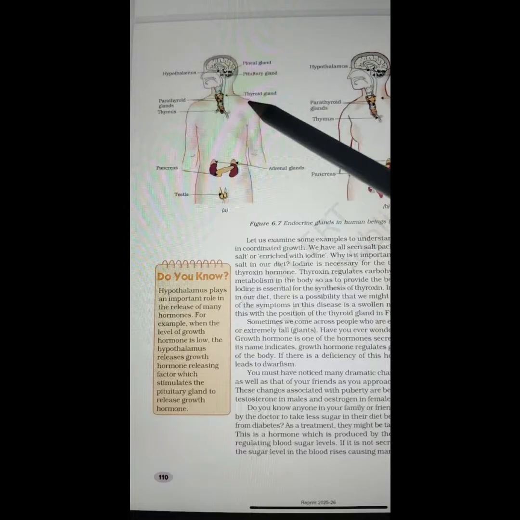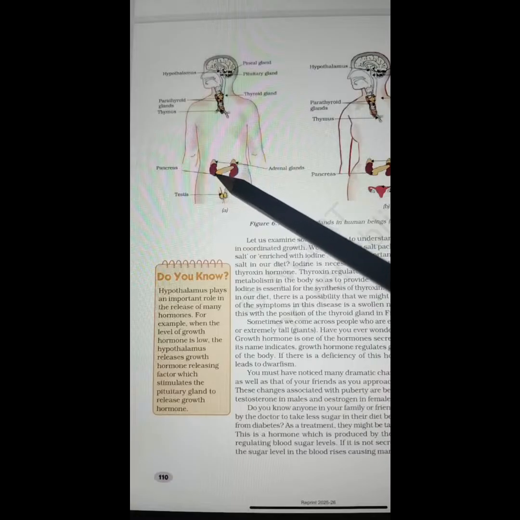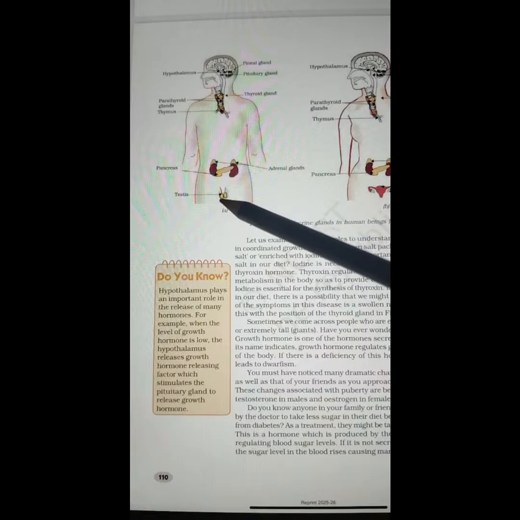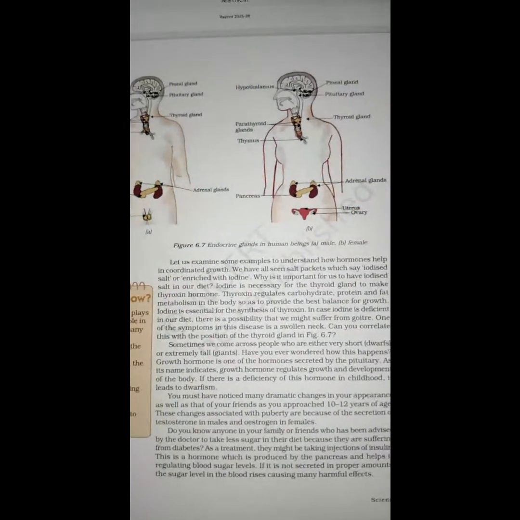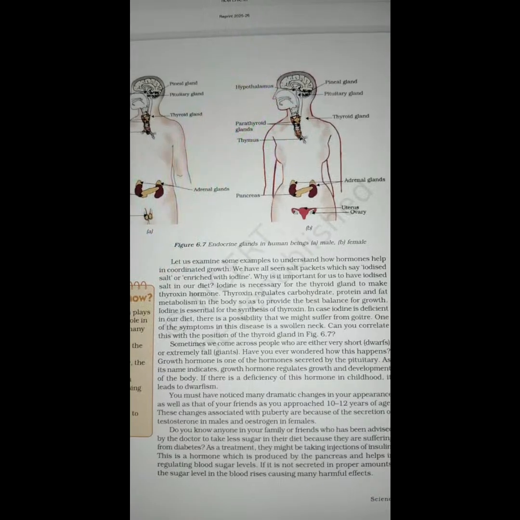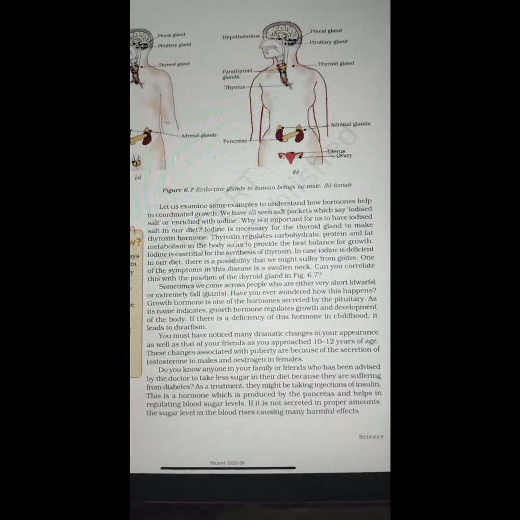In the neck, we have thyroid and parathyroid. We have pancreas close to the stomach and intestine, and adrenal gland on top of the kidney. Because this is the male body, here it would have testes, whereas in the female, every other endocrine gland will be the same, but additional ovaries will be there. So let's read about these endocrine glands.